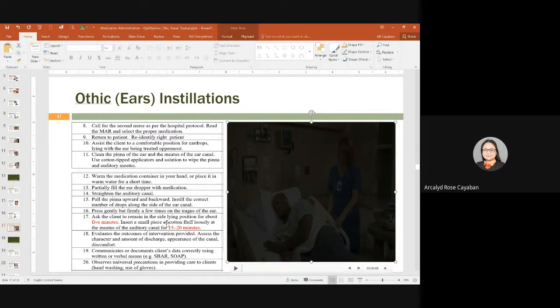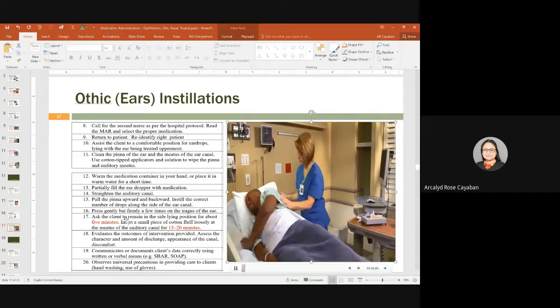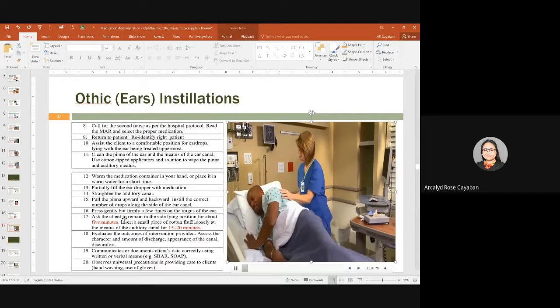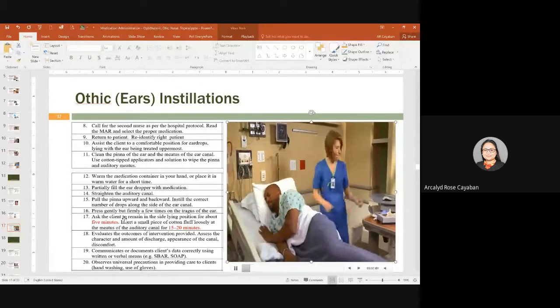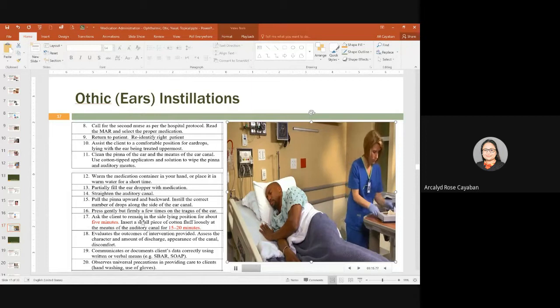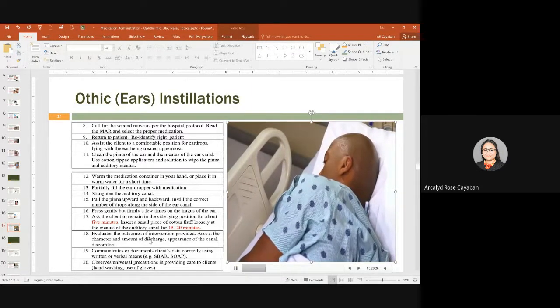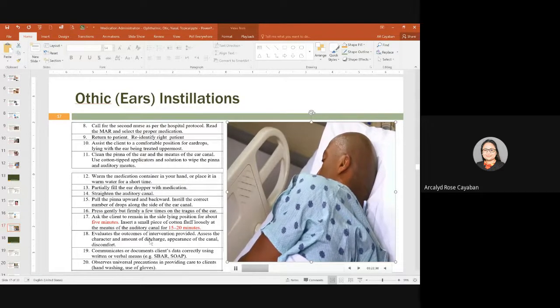Remember, we're going to evaluate the client after 15 to 20 minutes. So that's the time that you can keep the cotton fluff in the ear of the patient. But please take note that if the patient needs to be treated on both ears, you need to wait for 5 minutes each ear, okay? You have to wait 5 minutes each. Then, you have to document, use universal precaution, and evaluate the client.